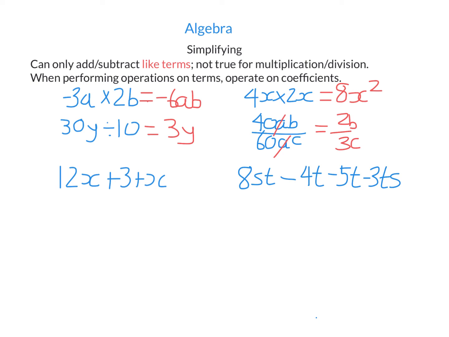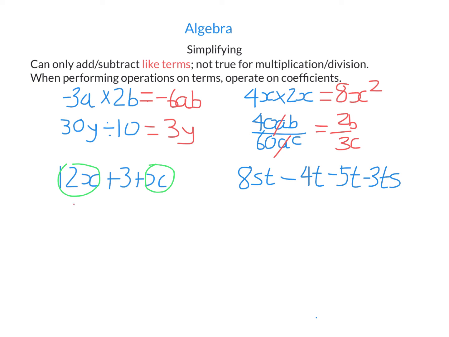So let's look at these two expressions now when we're adding and subtracting. Now we can only add or subtract like terms. So here we have 3 terms, 12x, 3, and x. These two terms are like terms, 12x and x, because they have the same pronumerals, same sequence of pronumerals. So 12x plus x is just 13x.